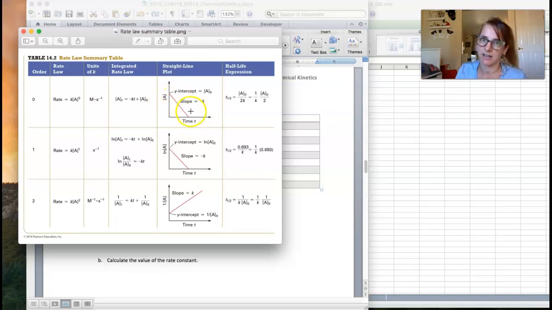If I get a straight line, then that means that dinitrogen pentaoxide is following 0 order kinetics. When I plot the natural log of dinitrogen pentaoxide versus time, if I get a straight line, then it's following first order kinetics. And then if I were to plot 1 over the concentration of dinitrogen pentaoxide versus time, then that's second order kinetics. So I'm just plotting a lot of data here.